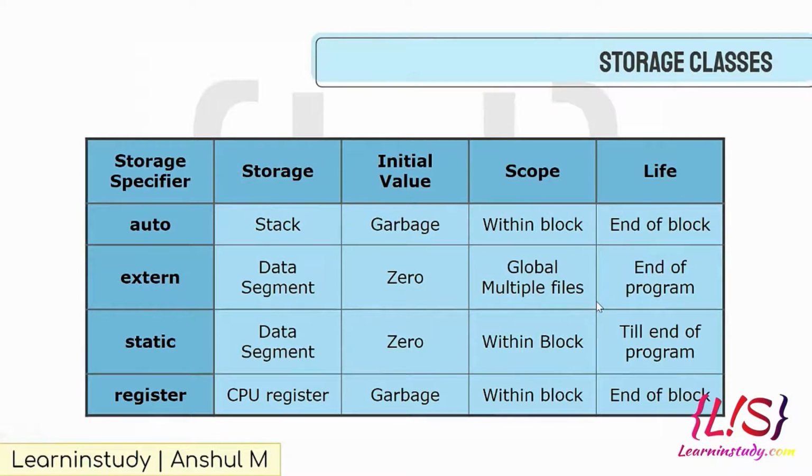Next is register storage class. The storage destination of a register is into the CPU register. In the subject operating system, we have learned that CPU consists of various number of registers which can be used for fast access. If any value is stored in those registers, it will be accessible in record time. The initial value of a register variable is garbage value.